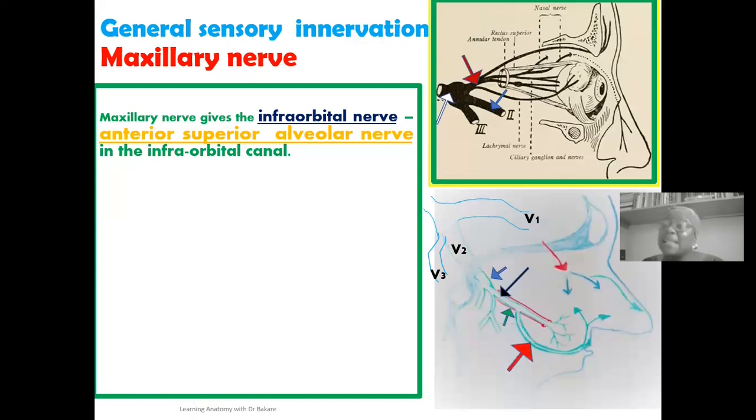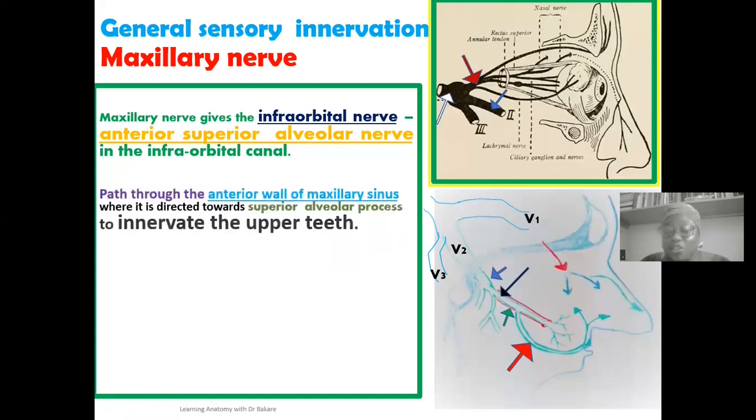You can see it as an emergence of the infraorbital nerve within the infraorbital canal, and you see it passing through this space, exiting this canal. So you see the anterior superior alveolar nerve now passing through the anterior wall of the maxillary sinus. We have the maxillary bone around this region, and you have the maxillary air sinus around this space too. So the anterior superior alveolar nerve will pass through the anterior wall of the maxillary sinus so as to exit that space, and you see it being directed to supply the superior alveolar process.